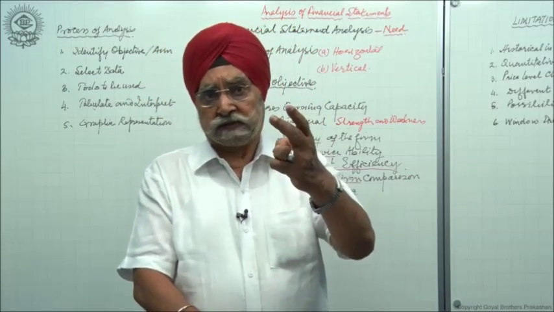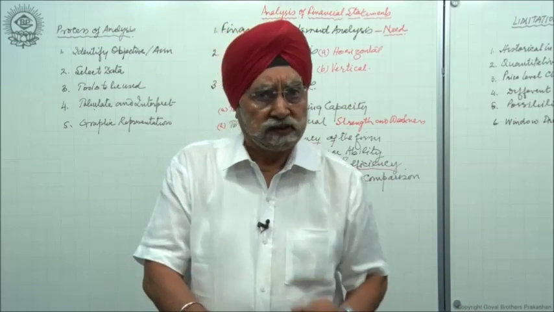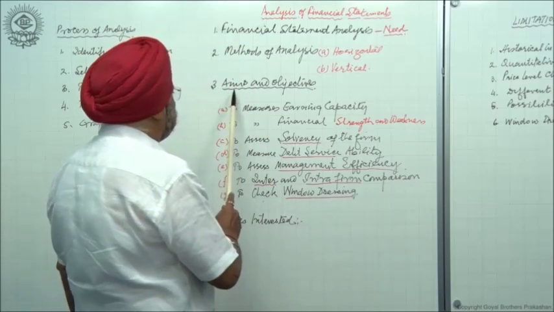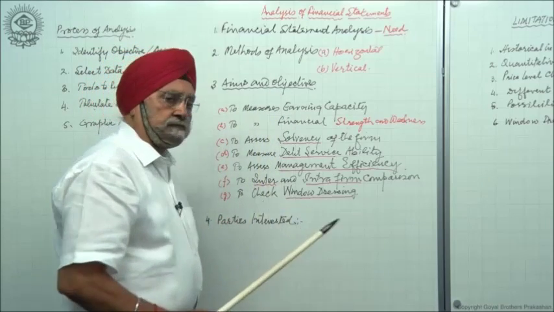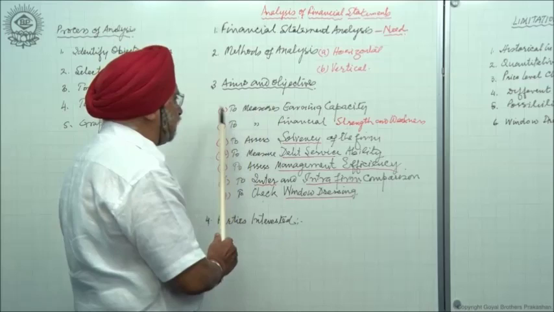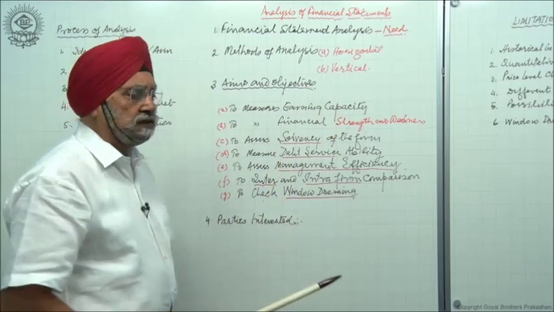These two analyses you have to remember and write a 1 mark or 2 marks note on these two. Okay. Now I come to the next thing, that is, what is the objective? What are the aims of this analysis? Aim of analysis is, I have noted down some here, to measure earning capacity of the business.